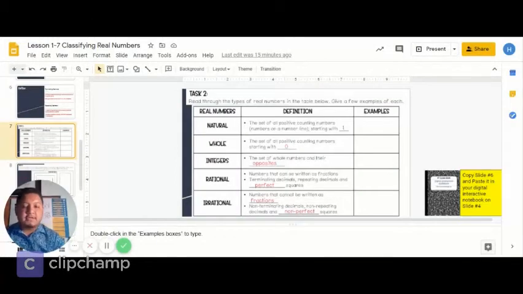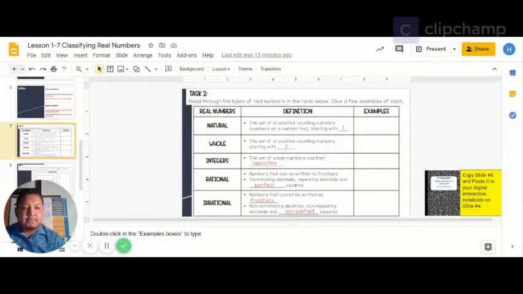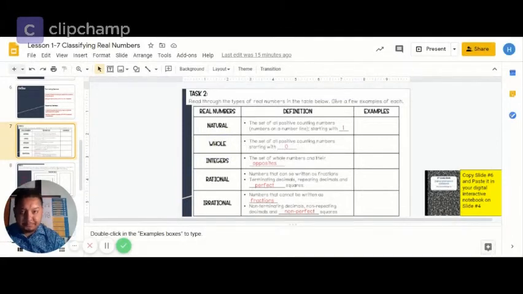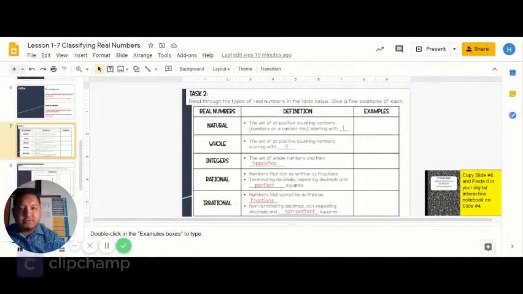All right, now let's move on to task number 2. It says read through the types of real numbers in the table below. Give a few examples of each. So as we watched in the video, we had the definitions for natural, whole, integer, and rational. Here you're also going to see irrational numbers, which are not rational, okay?